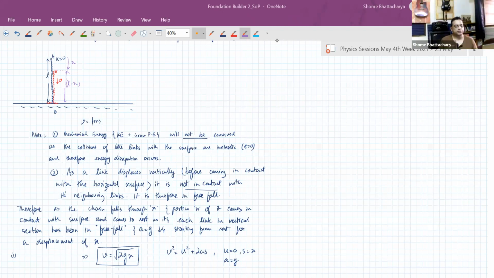Now let's come to the second part. We want to find the contact force at an instant like this, when the vertical portion has displaced through a distance x. So anybody about how we will calculate the contact force?